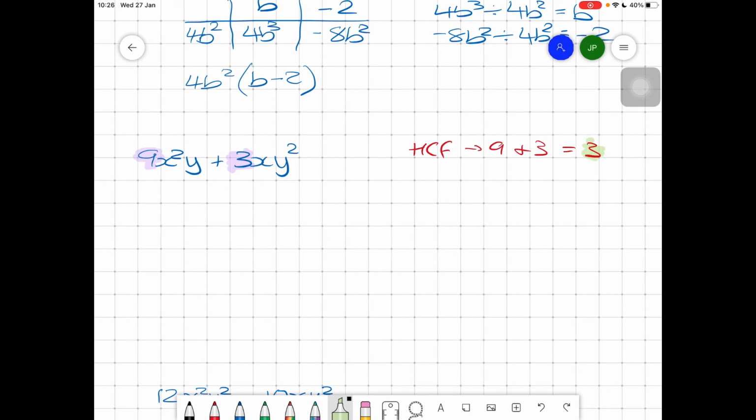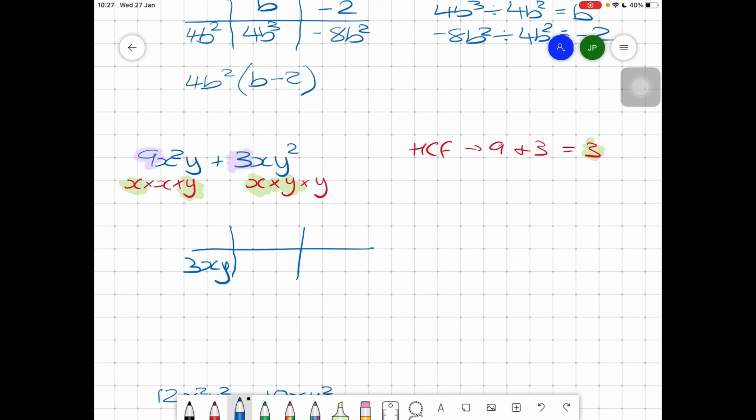I then look at my letters. Okay, so I've got x squared y, which is made up of doing x times y. I have xy squared, which is x times y times y. That means I can take an x that's common to both. I can also take out a y. So I can take out an x times y as well, which is just xy. So that means when I come back to my grid again, what I can take out is I've got my 3 from my numbers. I've then got an x and a y from my letters.